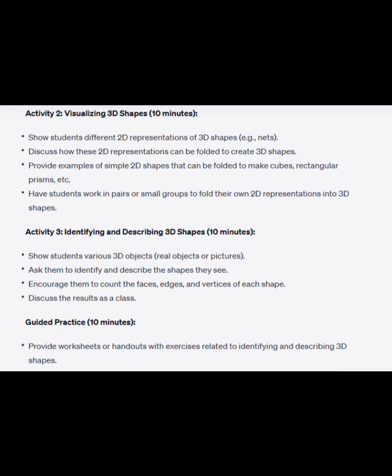Activity 3, Identifying and describing 3D shapes, 10 minutes. Show students various 3D objects, real objects or pictures. Ask them to identify and describe the shapes they see. Encourage them to count the faces, edges, and vertices of each shape. Discuss the results as a class.